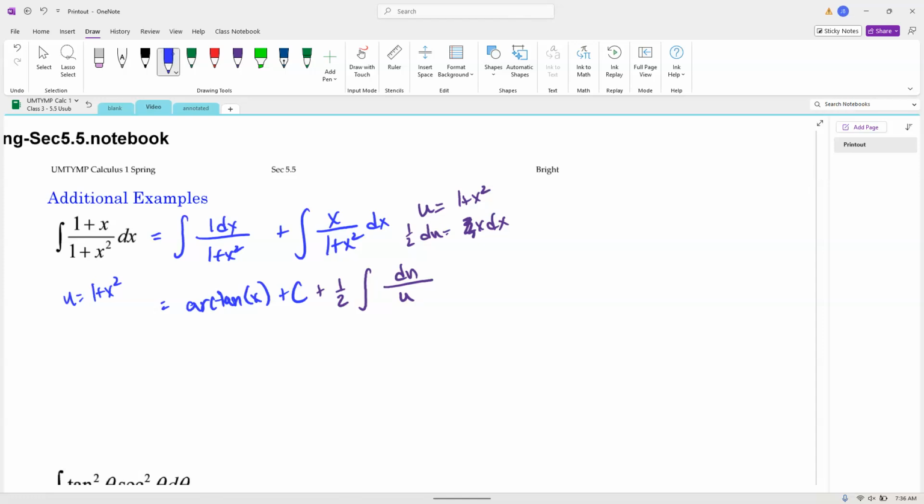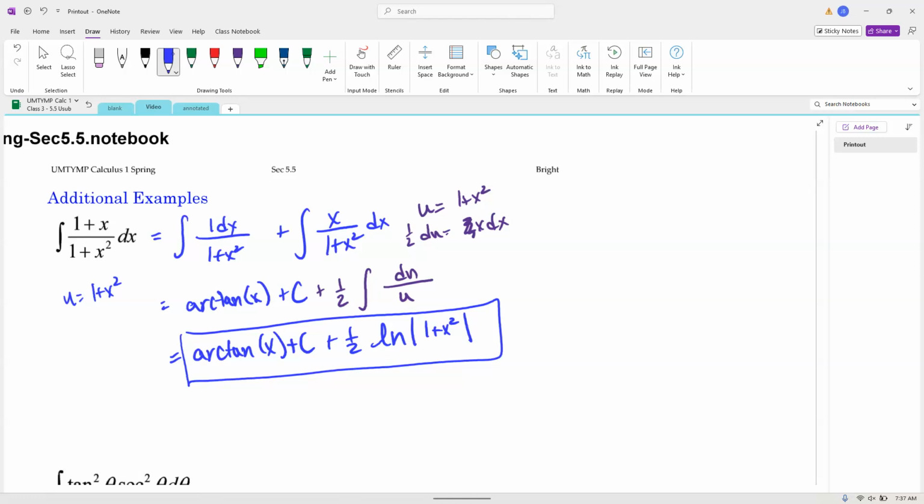Okay, and that would lead us to a final answer that's arctangent of x plus c plus 1/2 the natural log of the absolute value of u, right? But u was 1 plus x squared. Okay, and yes, I did two different integrals. There technically would be two different c's or constants of integration, but they would just add because they're constants, so just having a c in there one time is perfectly all right. So that is our final answer for that one. Lesson there: if you have multiple things in the numerator, you might need to split it up.